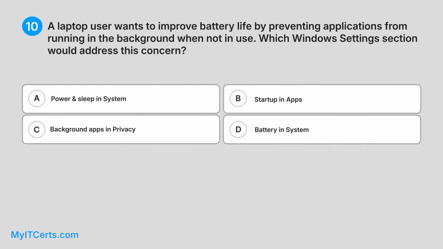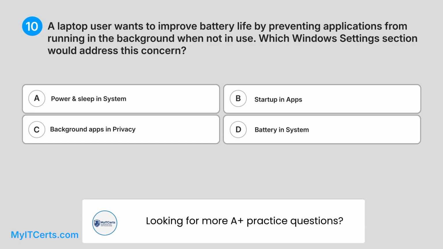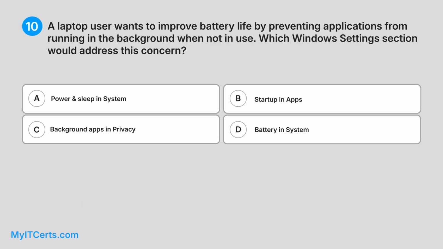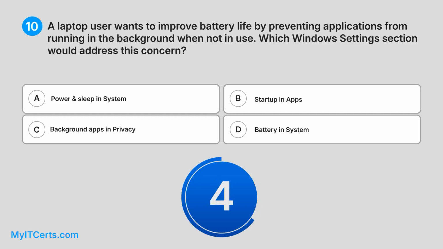10. A laptop user wants to improve battery life by preventing applications from running in the background when not in use. Which Windows settings section would address this concern? A. Power and sleep in system. B. Startup in apps. C. Background apps in privacy. D. Battery in system. Do you know the answer?